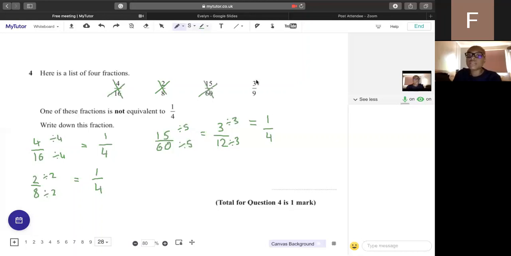So the only one left is 3/9. Now, if we did simplify this, this would be 1/3 because they're both multiples of 3. So 3 divided by 3 is 1, 9 divided by 3 is 3. So 3/9 is not equivalent to a quarter. So I would say, if there's no more questions, we probably have time for another example question.